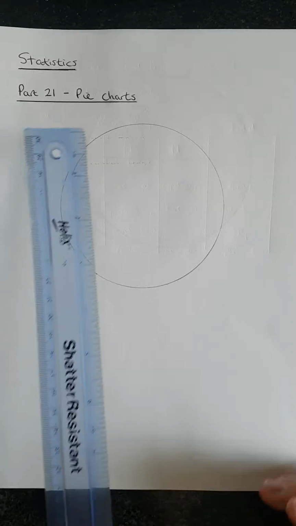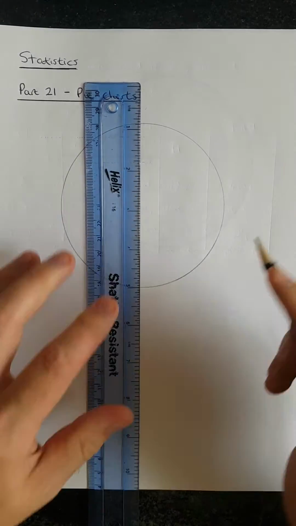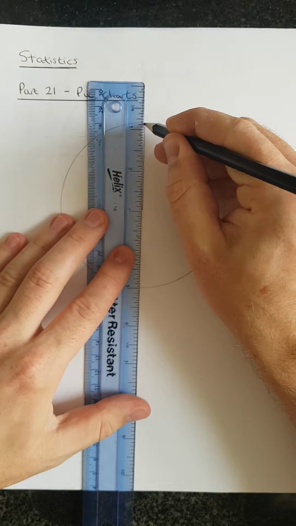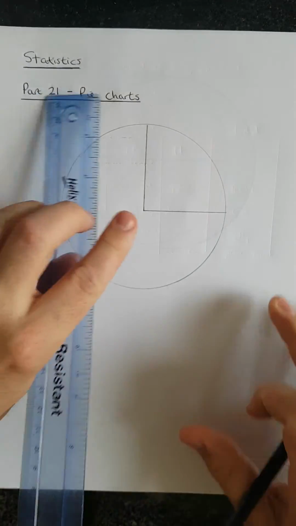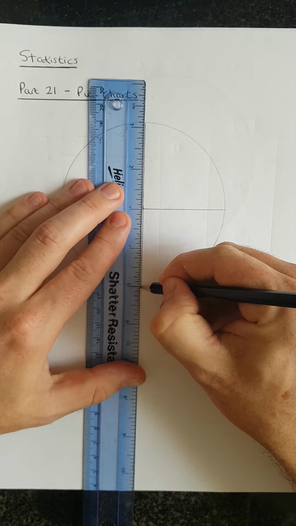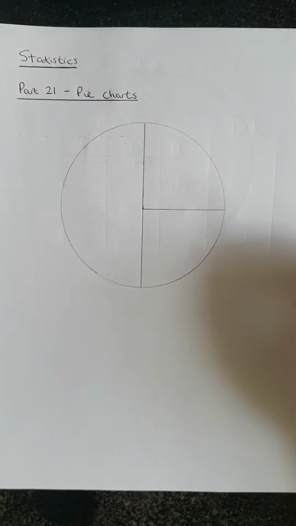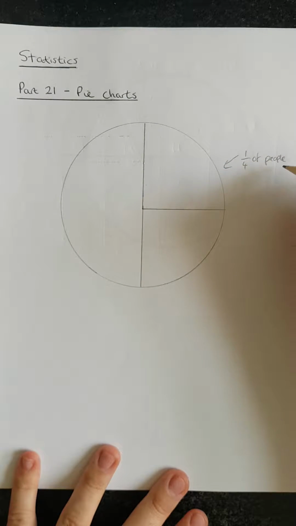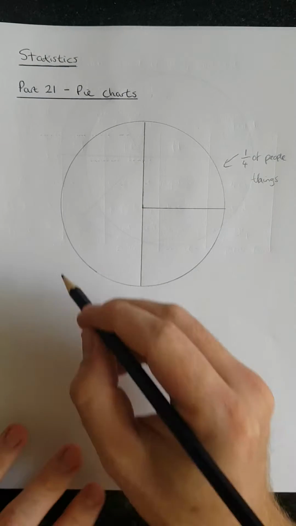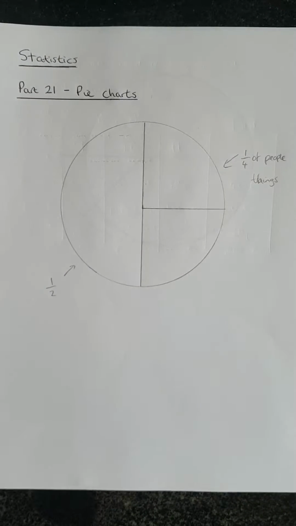Okay, so for example, I'm going to divide this pie chart into some sections, like so. You can see that section, hopefully, is 1/4 of the whole circle. So this represents 1/4 of the people or things in question. This section here is 1/2, which means it's twice as big as this section. Now, if it's twice as big, that means it contains twice as much.